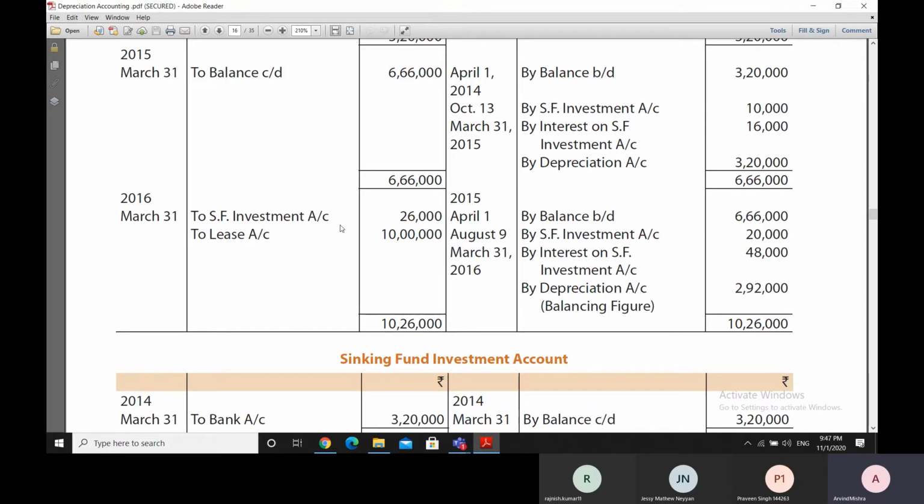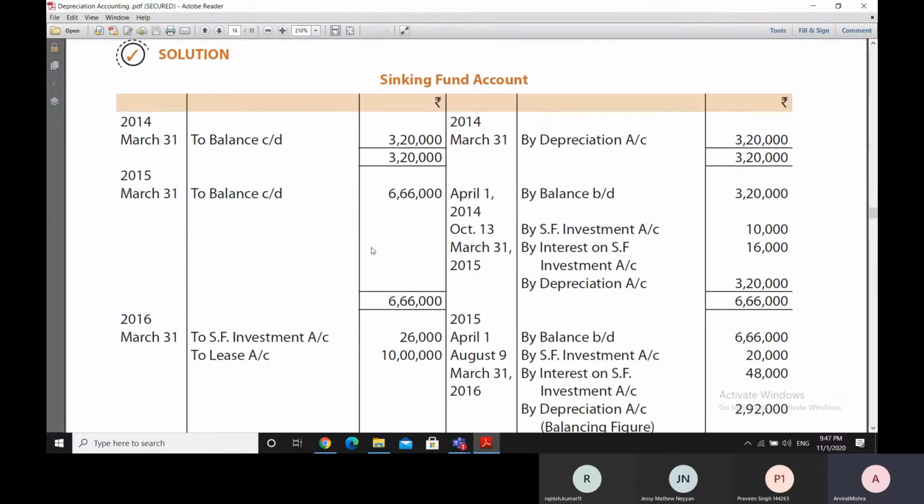Having done that, we find that we have to take a new lease for 10 lakh rupees. So for this new lease, we are debiting the sinking fund account with this 10 lakh rupees and crediting the lease account with 10 lakh rupees.